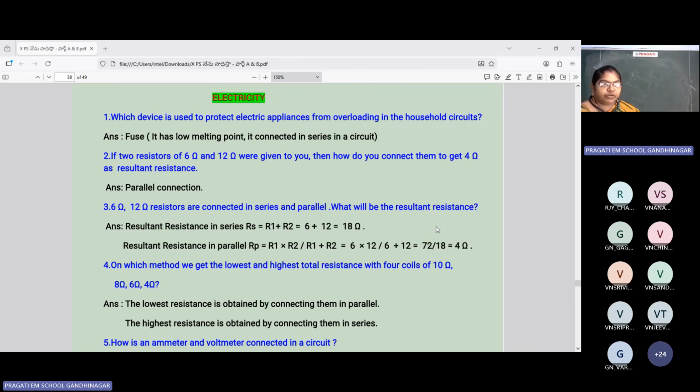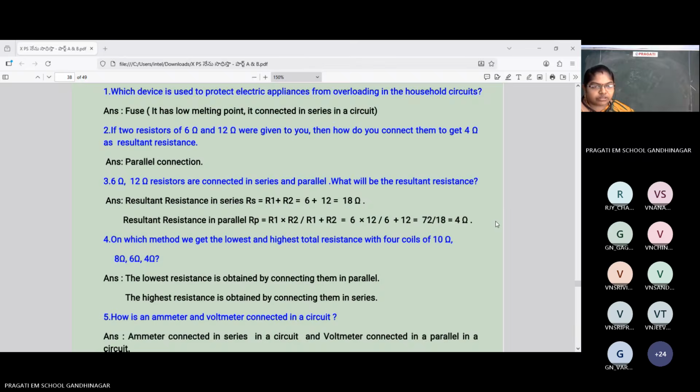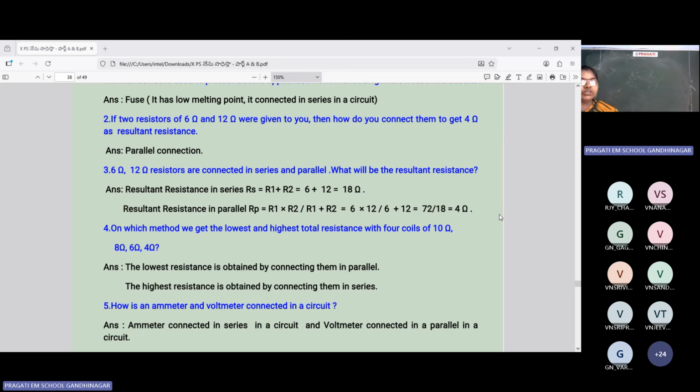Read those questions carefully. Coming to the 1 mark questions: which device is used to protect electric appliances from overloading? Yes, a fuse. A fuse has a low melting point and it is always connected in series. We have discussed this. Second one: if two resistors of 6 ohms and 12 ohms are given to you, how do you connect them to get 4 ohms as the resultant resistance?